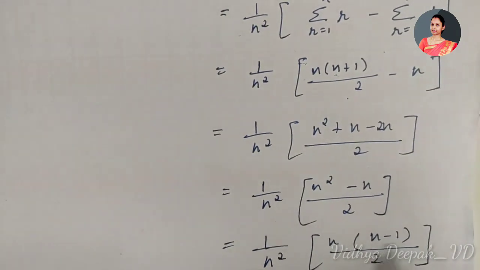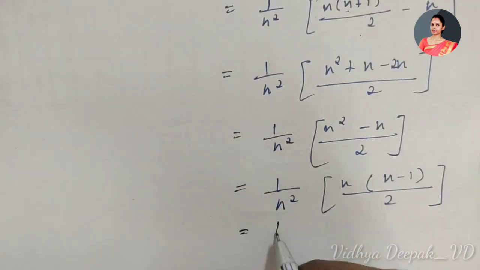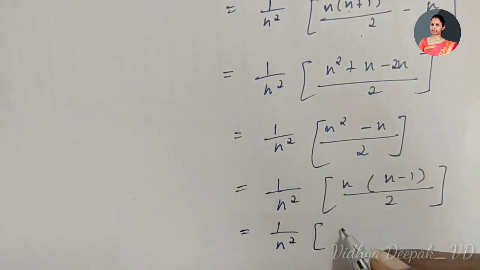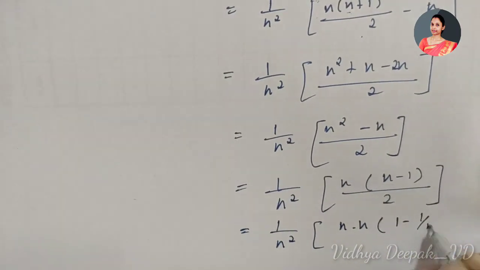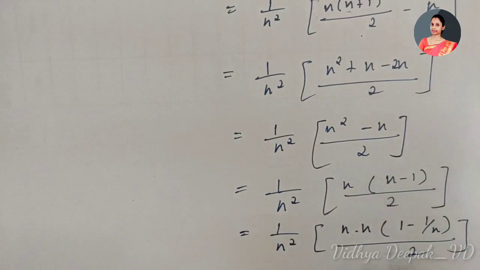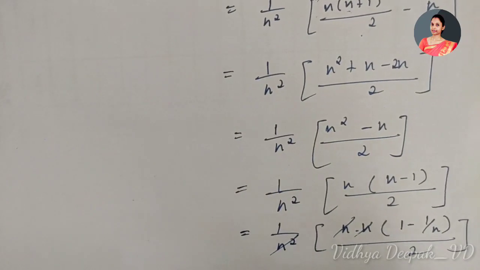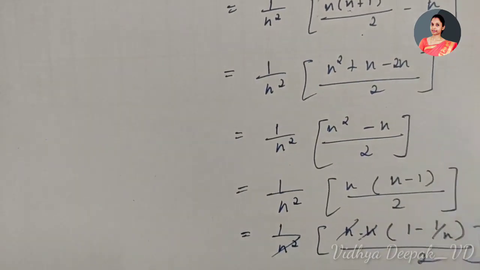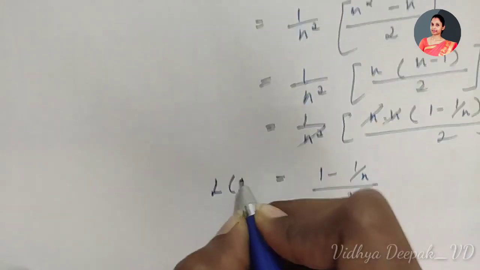I'll take one more n common outside from these two. So what do we get? We have 1 by n square into n into n, so this becomes 1 minus 1 by n whole divided by 2. Now this n and this n square get cancelled, and you're remaining with 1 minus 1 by n whole divided by 2. Okay, so this we will keep as our LPF.